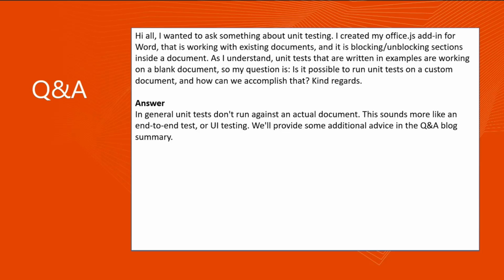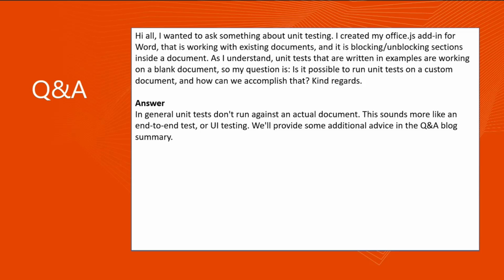Hi all, I wanted to ask something about unit testing. I created my Office.js add-in for Word that is working with existing documents, and it is blocking or unblocking sections inside a document. As I understand, unit tests that are written in examples are working on a blank document. So my question is, is it possible to run unit tests on a custom document, and how can we accomplish that? Kind regards. Thank you.